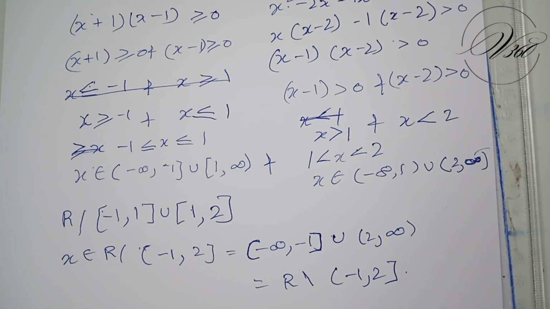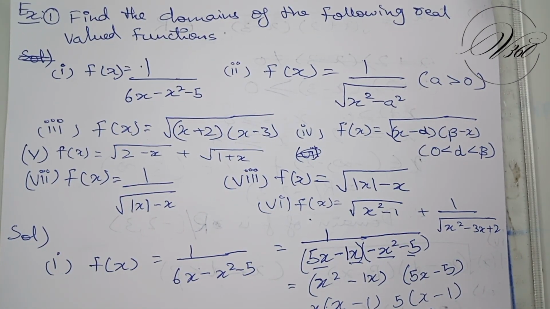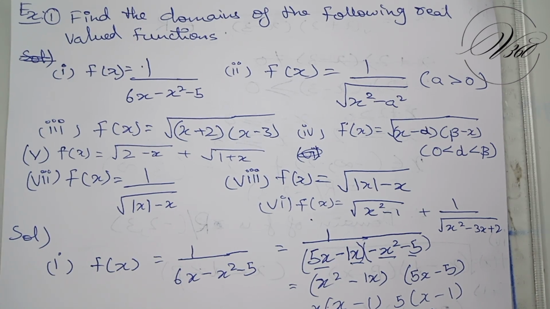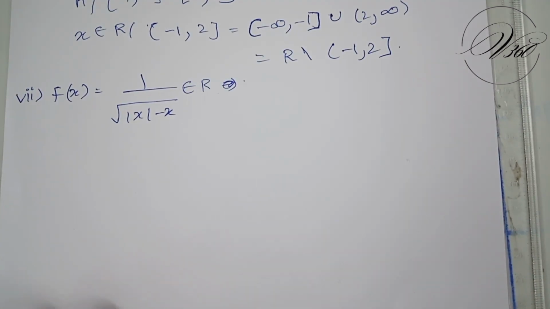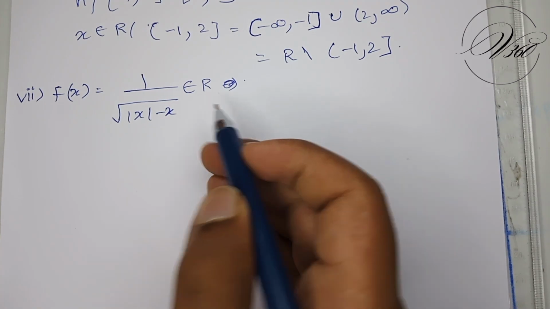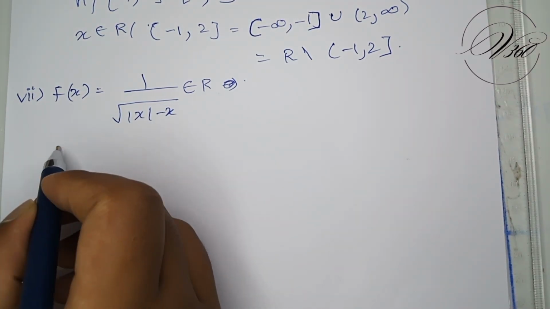Now we are going to do the seventh bit, that is f of x is equal to 1 by under root modulus x minus x. Now here we are with the seventh question, which belongs to real numbers. Now we will do that question.